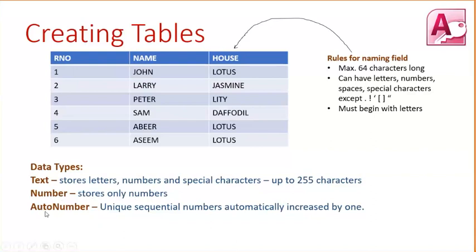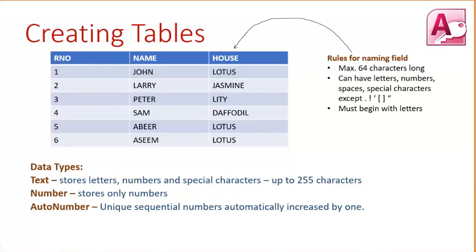The next one is auto number. You can have an auto number option to generate a unique sequential number automatically, which will be increased by one automatically. So if I declare RNO as an auto number, then these numbers 1, 2, 3, 4 will automatically be added as you add a record in the table.